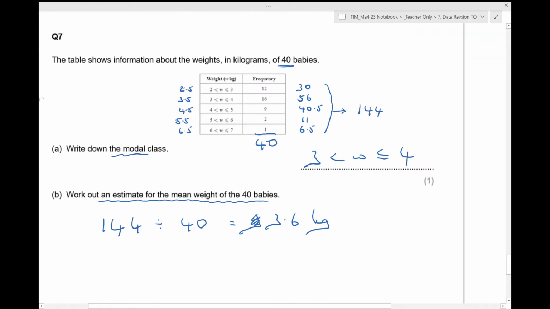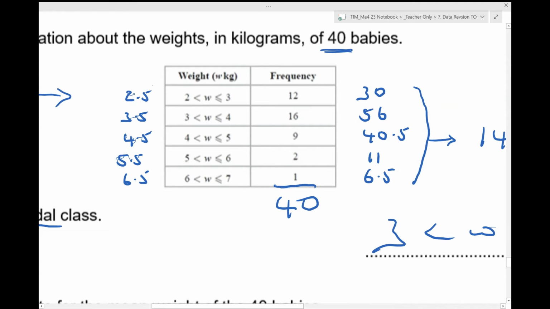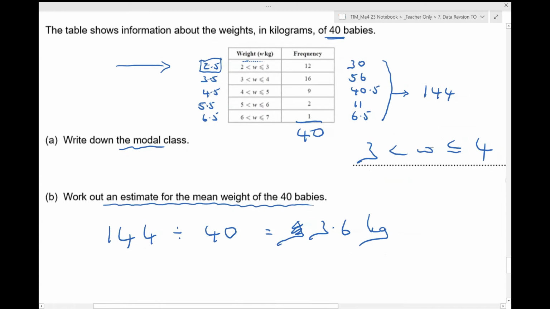Now, why is that an estimate? If you consider these 12 babies in the top row, I assumed that each of the babies weighed 2.5. We took the midpoint between 2 and 3. Of course, that isn't necessarily the case. I know that each of the babies weighs between 2 and 3 kilograms, but I don't know the exact weight of every baby. I'm just assuming that it would be reasonable to take the midpoint for each of them. So that's why this is an estimate of the mean weight. It's because we are approximating the weight of each baby by using the midpoint of each class.